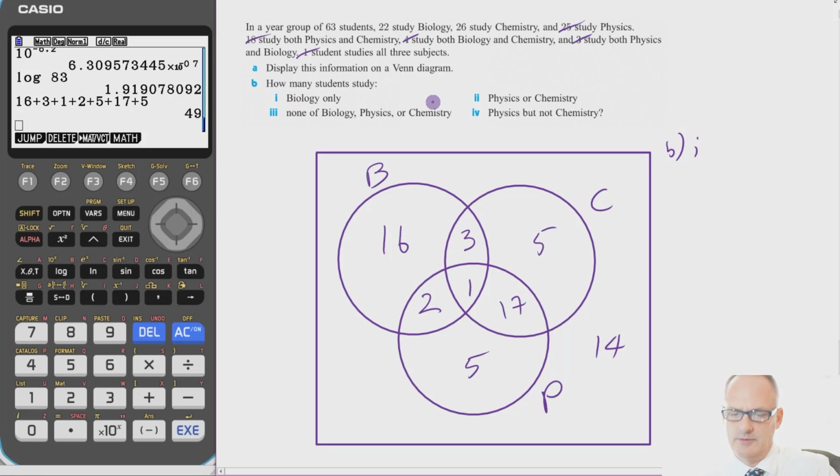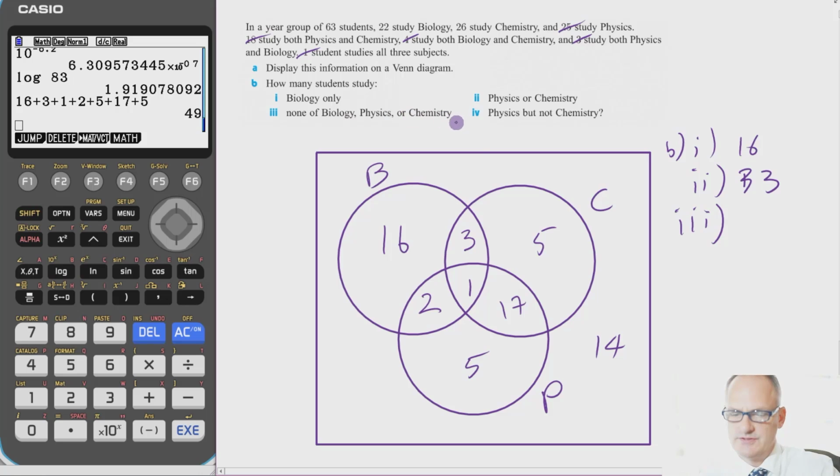B, part 1. How many students do biology only? That's 16. Part 2, physics or chemistry. So physics or chemistry is going to be 18. Physics or chemistry, actually. It's going to be everything in here, sorry. So or means you've got to include, it could be just chemistry, it could be chemistry and biology. So we're going to add these all up. So we've got 3 plus 5 is 8, 9, 26, 28 plus 5 is 33 for physics or chemistry.